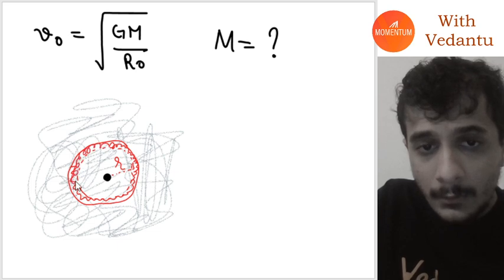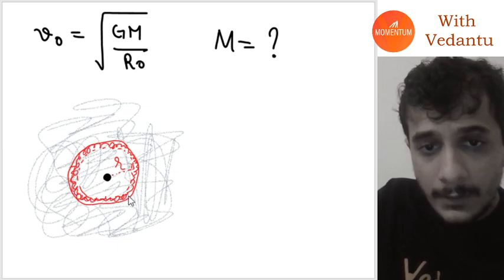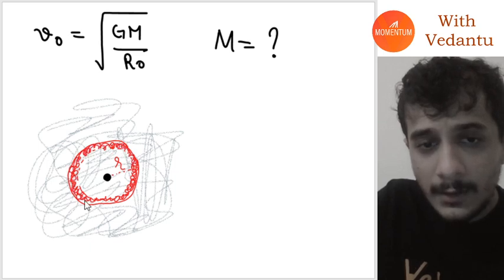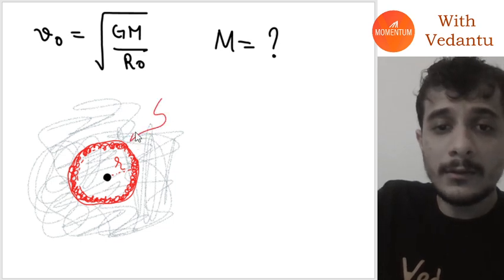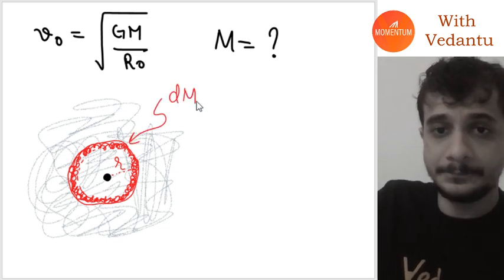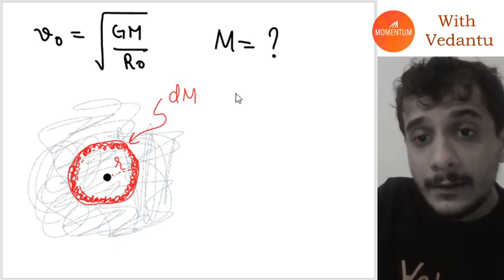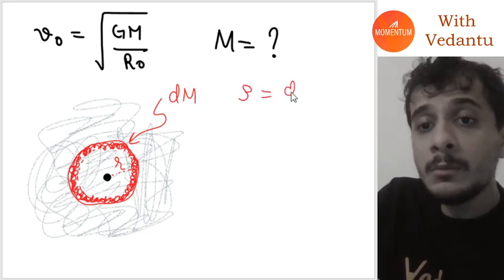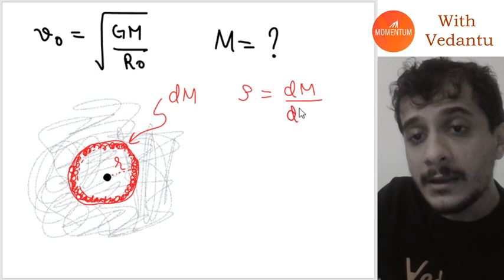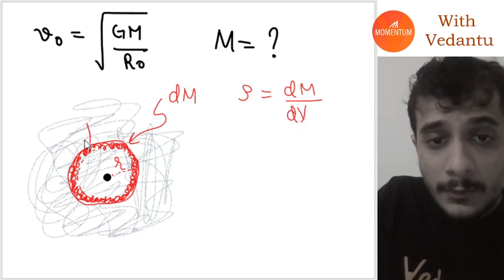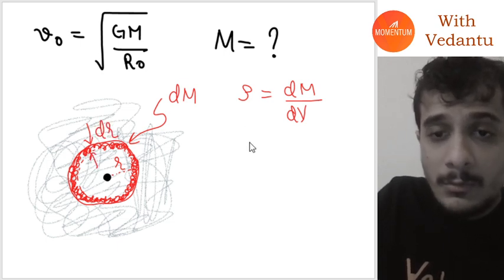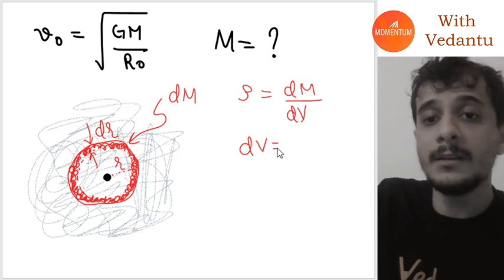Okay, so now guys, if I look at this spherical region, it will have a certain mass. Let's say the mass of the spherical region is dm. Now, I can write that the mass density will be equal to dm divided by dV. Here dV is the volume of this small spherical shell.